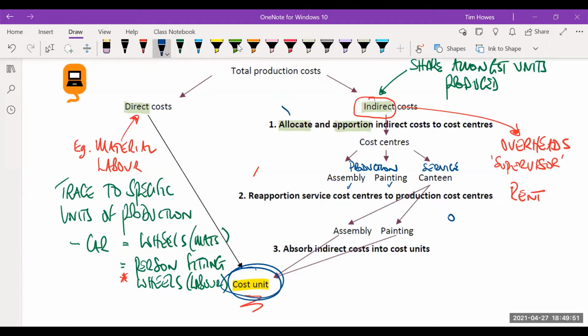So when we say allocate, this technically means give it, because some of these overheads will be obvious and relate specifically to assembly or painting or canteen. So great, we can just give it to them.